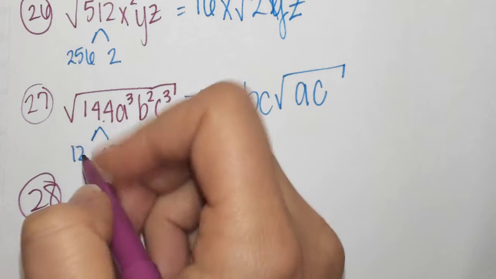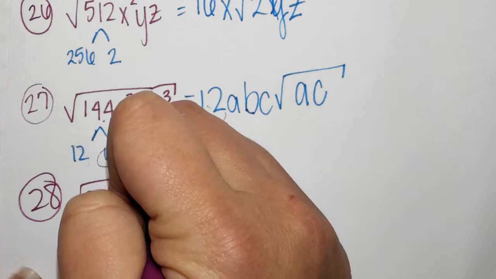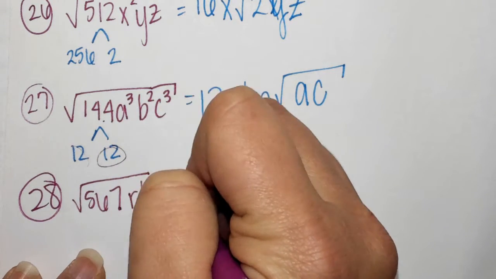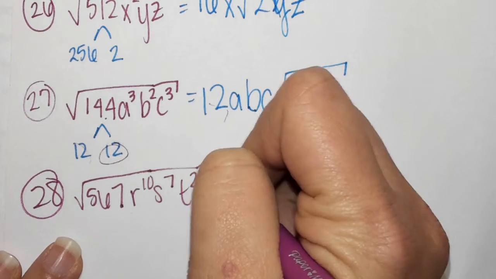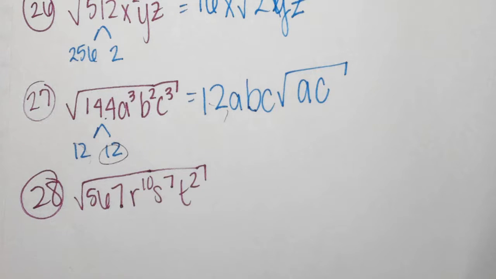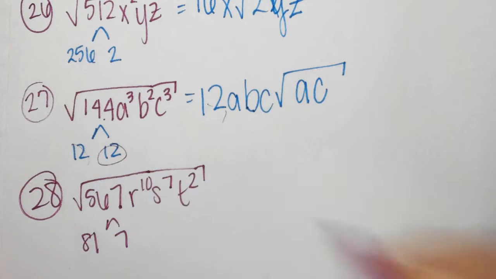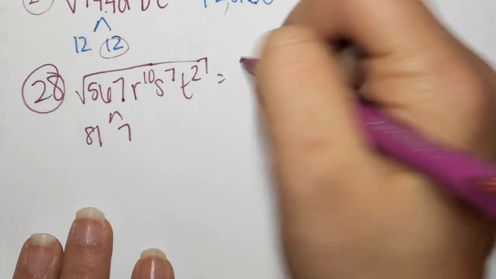Alright, 28 is the square root of 567, and we have r to the 10th, s to the 7th, t squared. So the biggest perfect square that goes into 567 is 81. And you get 81 in what? Okay. Alright, now what's the square root of 81? 9. Okay, so that's what comes to the outside.